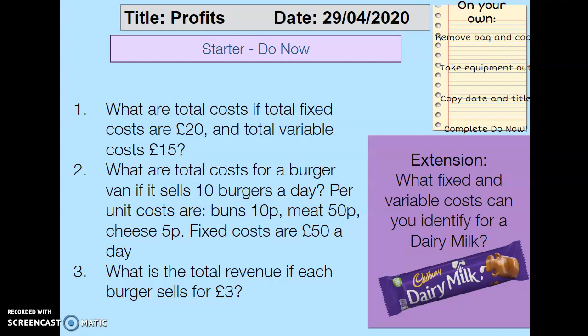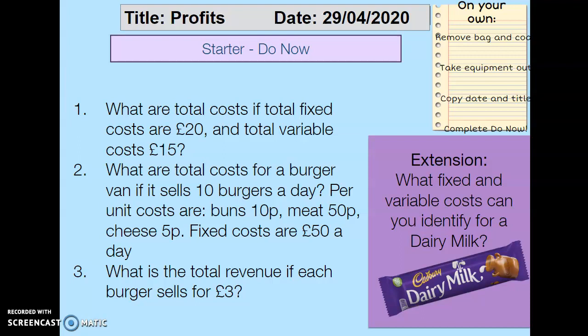Okay, so question 1. What are the total costs if total fixed costs are £20 and total variable costs are £15? Question number 2. What are total costs for a burger van if it sells 10 burgers per day? Per unit costs are buns 10p, meat 50p, cheese 5p. Fixed costs, on the other hand, are £50 per day.